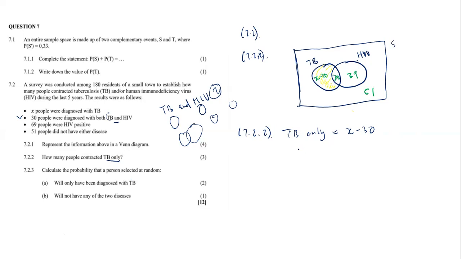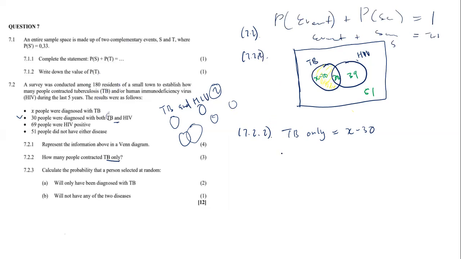So now, in the Venn diagram, the probability of the events plus the probability of everything in the sample space is equal to 1. They are complementary. So that means the number of events, everything in the events plus everything in the sample space, will be equal to the total. So what is the total? People are 180. So when we add everything, we're going to equate it to 180 people.